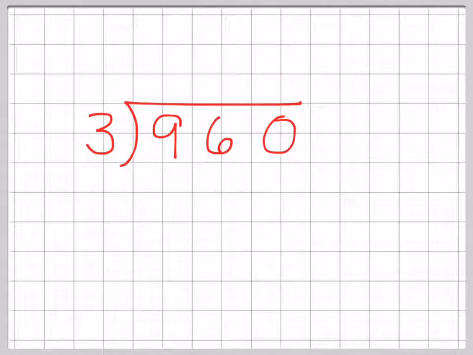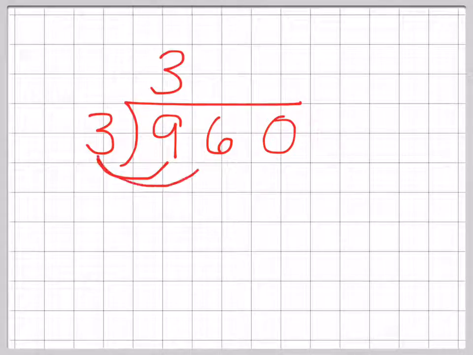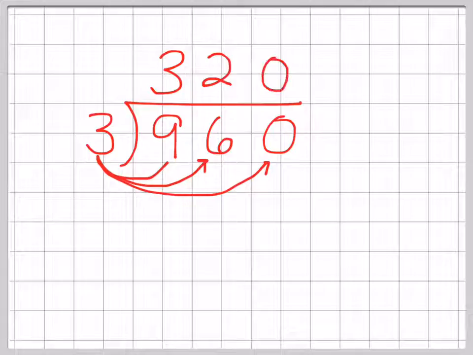Moving on to another one. In this one, we've got 960 and we're dividing by 3. So first of all, how many 3's are there in 9? There are 3, because 3 3's make 9. How many 3's are there in 6? There are 2, because 2 3's make 6. And how many 3's are in 0? None at all. So, how many 3's in 960? The answer is 320.